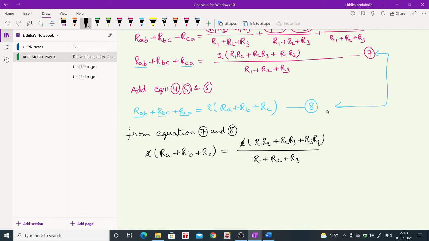Now what I am doing is subtracting both sides with RB plus RC. RB plus RC means which equation? Second equation.